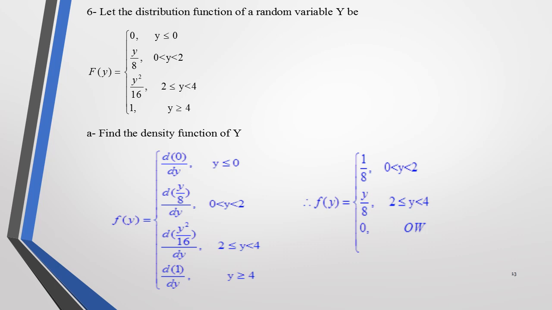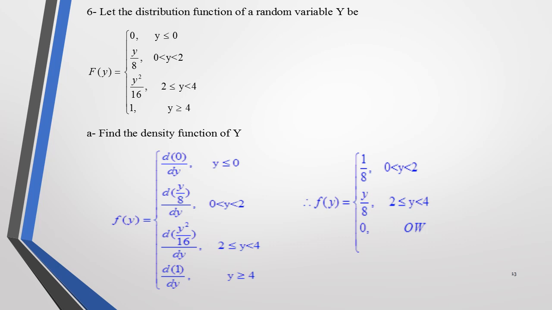Number 6. Let the distribution function of a random variable y be in this form, and we want to get its PDF. All we need to do here is to differentiate this CDF to get the PDF. First of all, we will differentiate the first value of the CDF, which is 0, and its differentiation is also 0. Then we will differentiate y over 8, and that gives us 1 over 8. And then we will differentiate y squared over 16, which is equal to y over 8. And finally, we will differentiate 1, which is equal to 0.